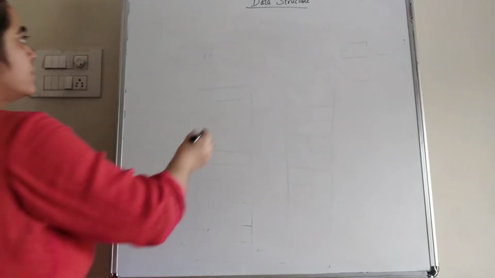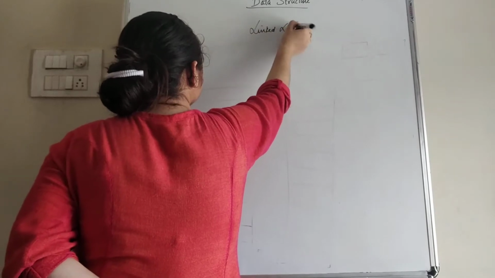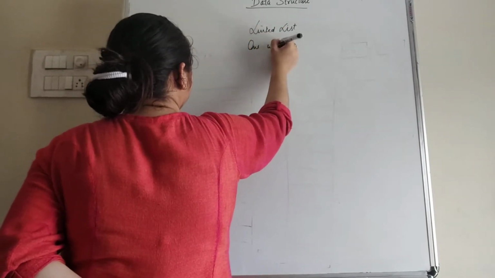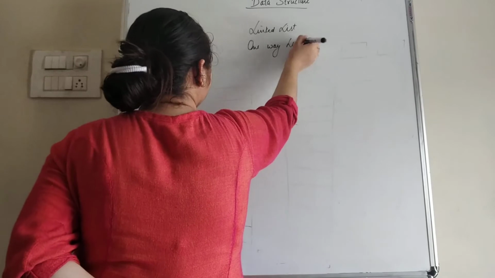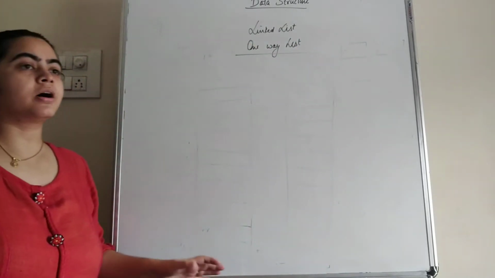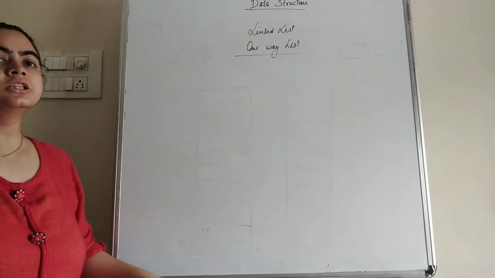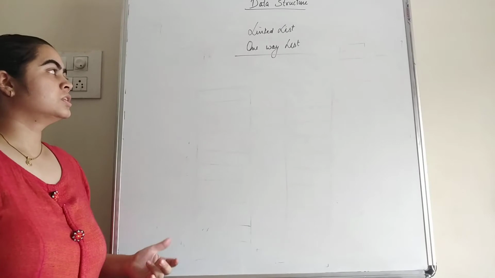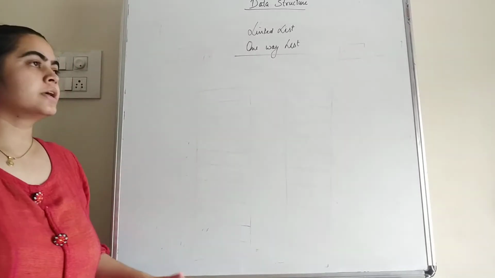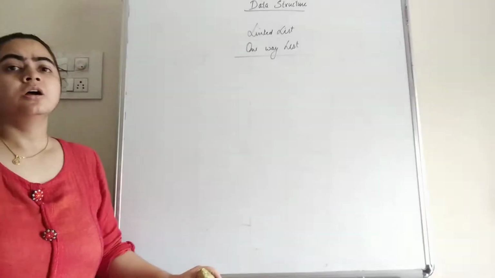Next type of linear data structure is linked list. Students, linked list is also known as a one-way list. So firstly we will discuss why there is a need of linked list if we have another type of data structure, that is array. Now students, we are using the linked list in order to avoid the memory wastage.